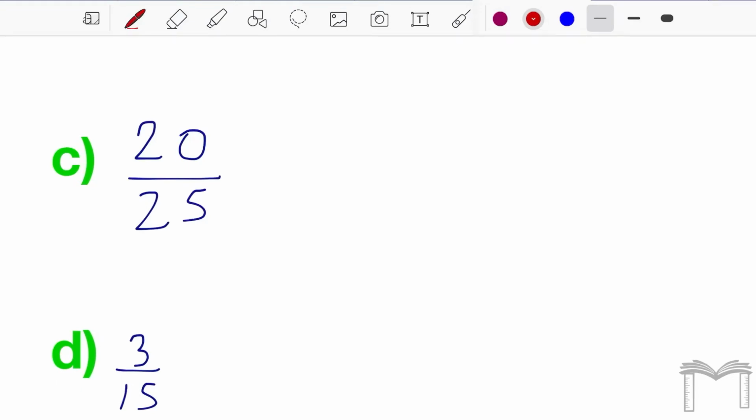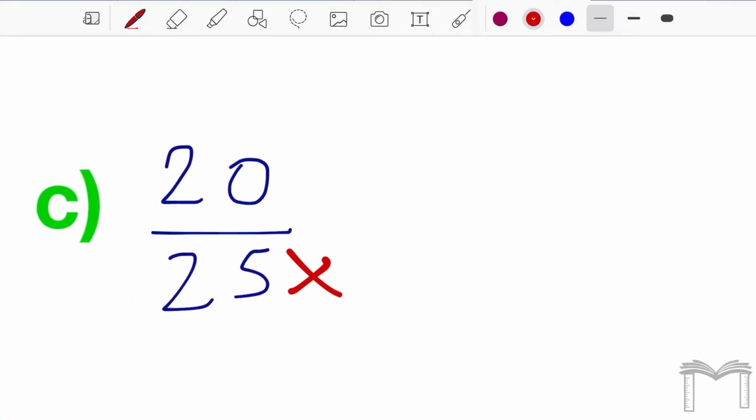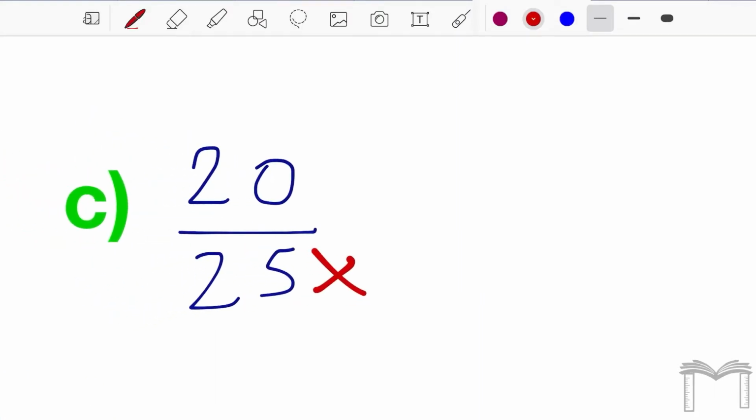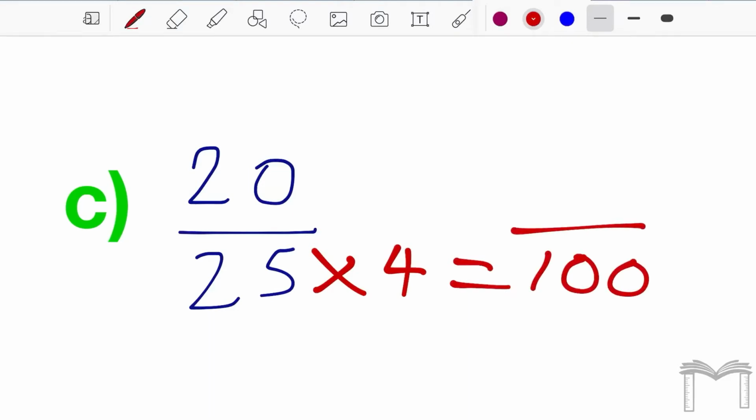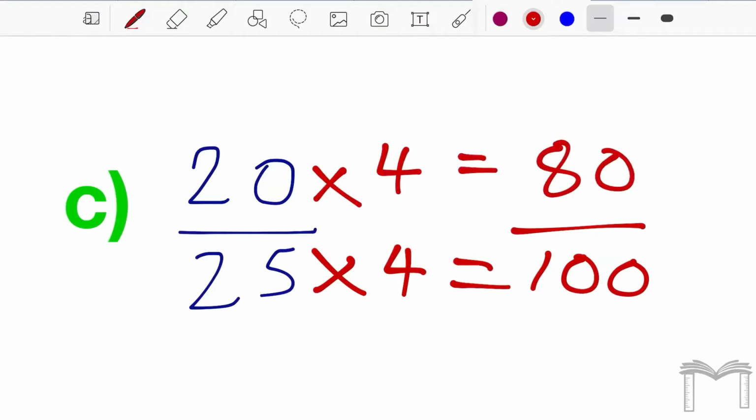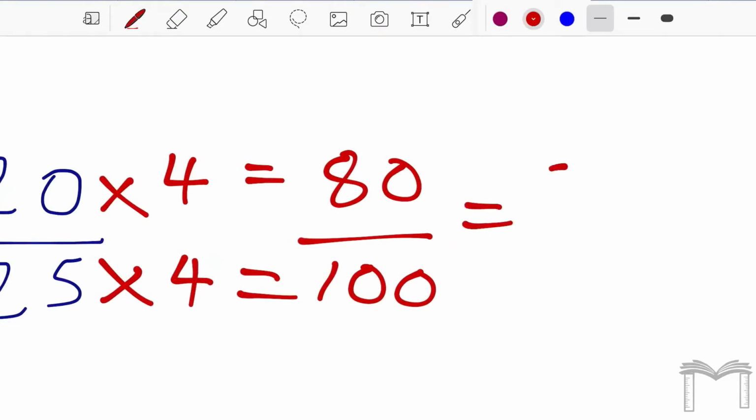C, 20 over 25. If we multiply the denominator by... Yes, 4. We will get 100. 20 times, must use the same number, 4, is equal to 80. So the answer is 80%.